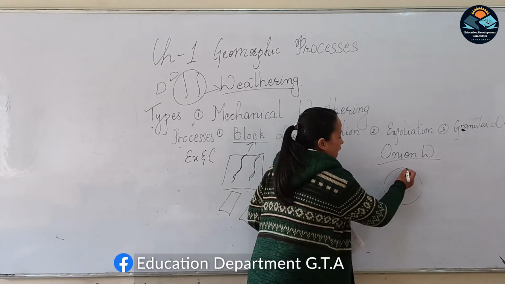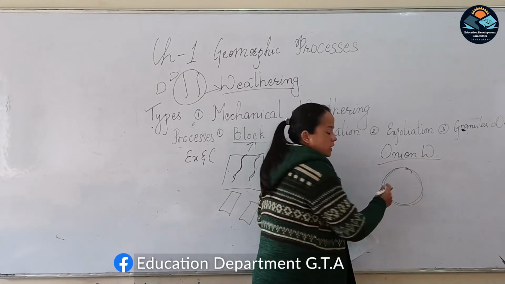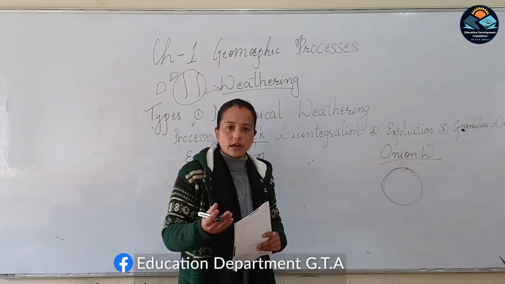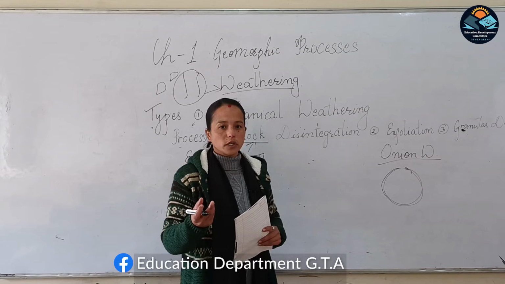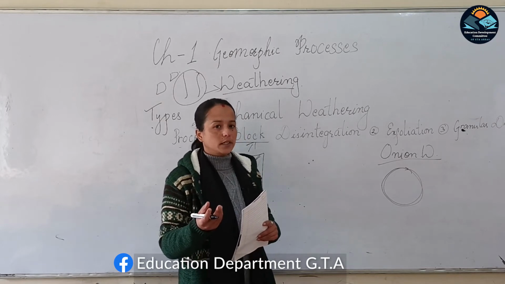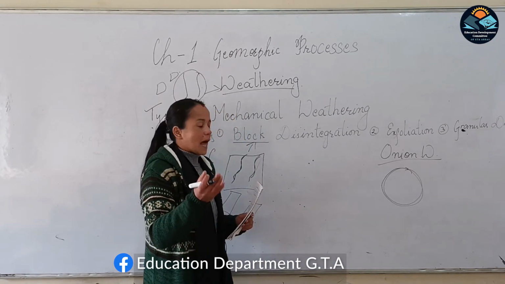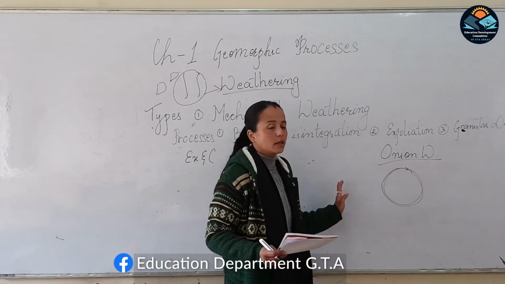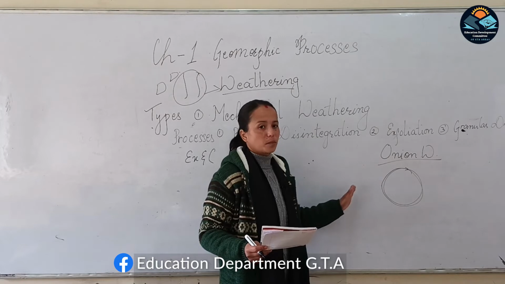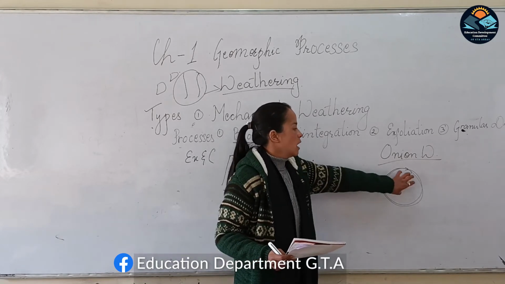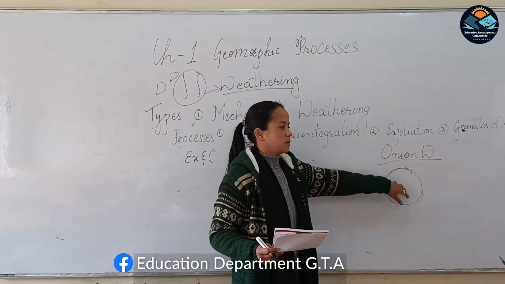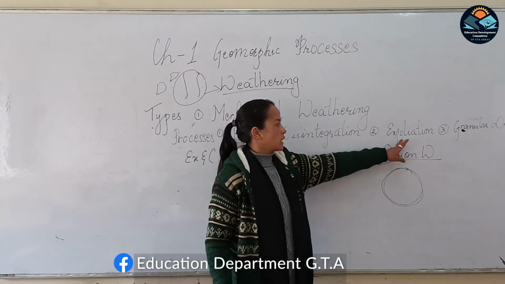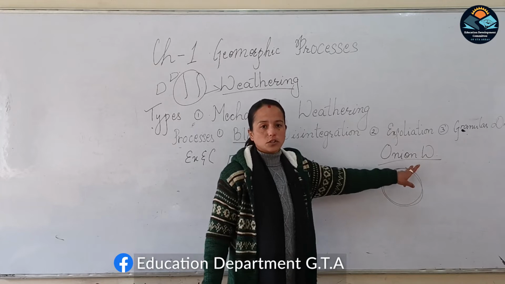So the layers of this rock will disintegrate or break layer after layer, like an onion. We have seen an onion. An onion has many layers. So like the onion, the first layer of the rock will be peeled off. It will detach from the main rock, and after some time the second layer will detach again. In that way, the process of exfoliation is also known as onion weathering.